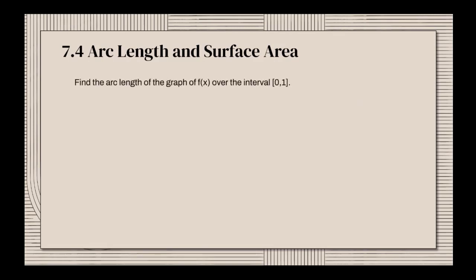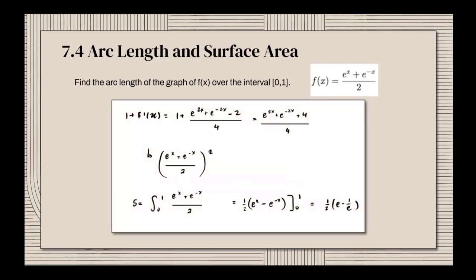And here is a small sample problem. So find the arc length of the graph of f of x over the interval 0 to 1. And so all we need to do is plug it into the formula. And our formula from before was the integral of the square root of 1 plus f prime of x squared. And so here is the work for that.